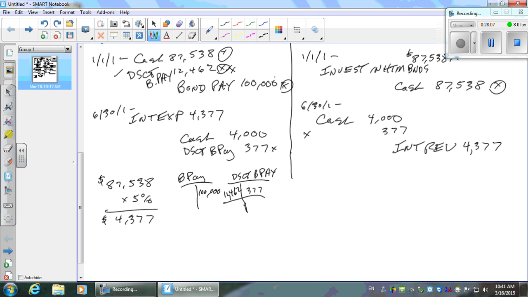So what is 12,462 less 377? 12,085. What's my new carrying value on the debt? It's no longer 87,538. What is it now, everybody? What do you think? It's 100 less 12,085, isn't it? It is, right? What's the difference between those two? What's that? That's going to be for my next interest payment.